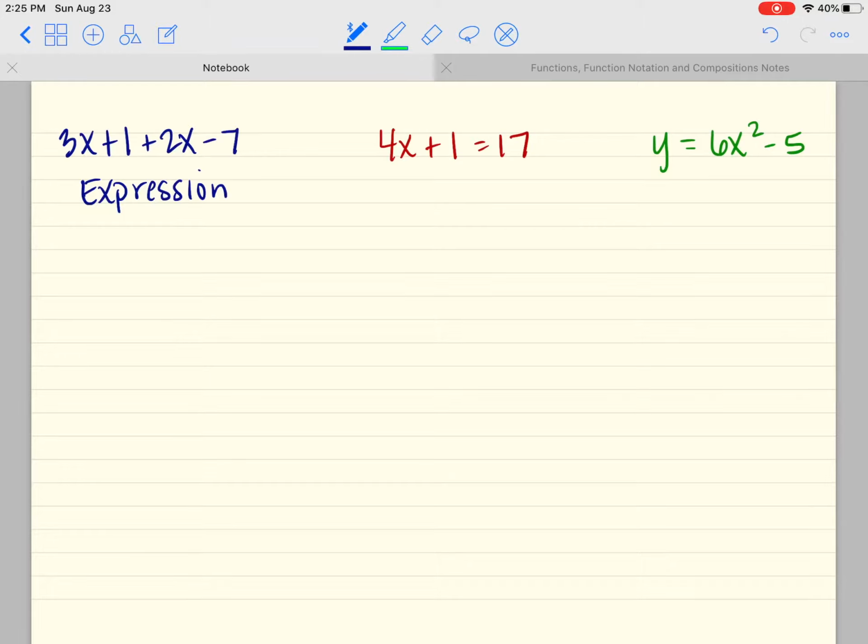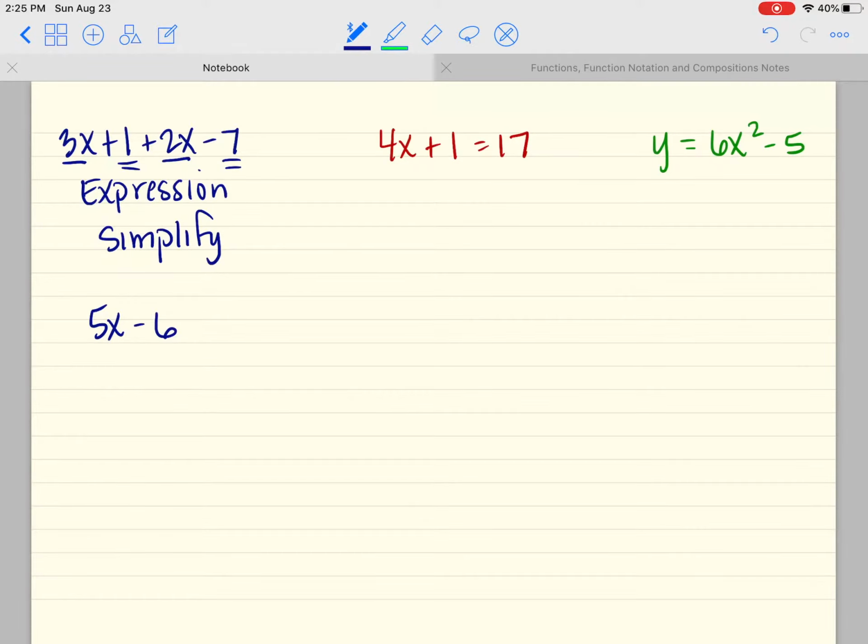Well, hopefully you are. The first one is called an expression. There isn't an equal sign in an expression. That would be something that we try to simplify. If we were to simplify this expression, we would combine the like terms, like the 3x and 2x, to make 5x. We would combine the 1 and the -7 to make -6, and that would be it. That would be our simplified algebraic expression.